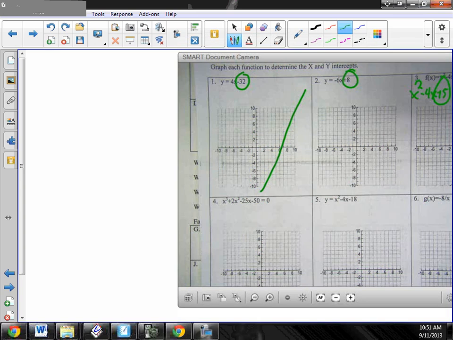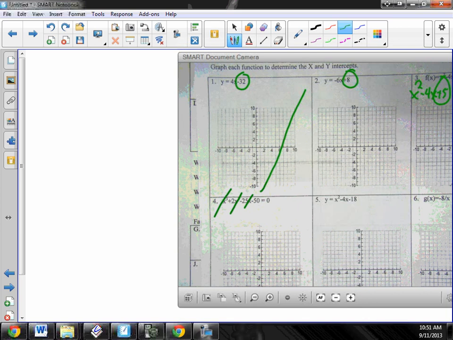The reason is, if you plug in 0, all of the x's are going to disappear. So if I plug in 0 on number 4, that x turns into a 0, this x turns into a 0, this x turns into a 0. What's my y-intercept? -50. Now, sometimes the equation will not actually tell you, like in number 6 or number 7 or number 8. It doesn't have a constant, so you're not sure what the y-intercept is. You need to use your calculator. Okay? So the y-intercept is pretty easy.